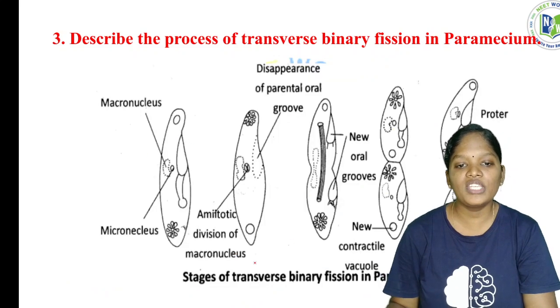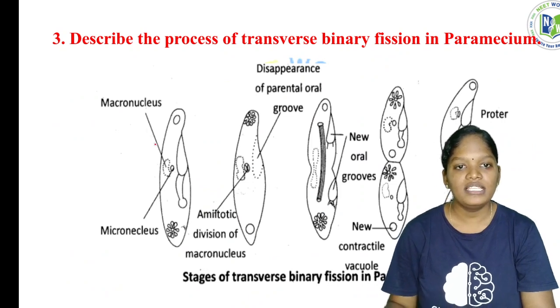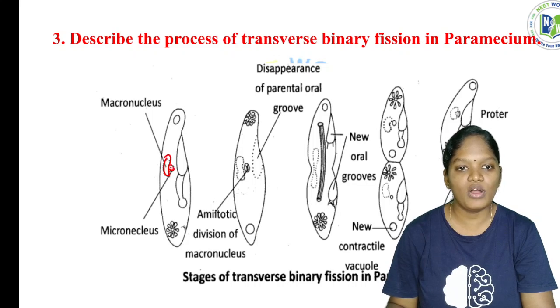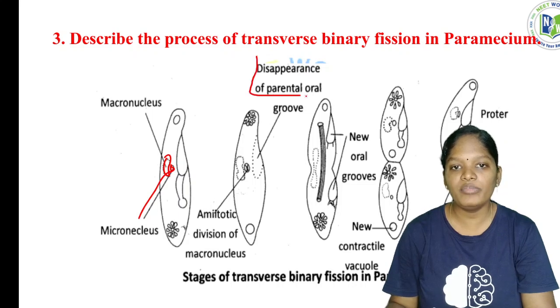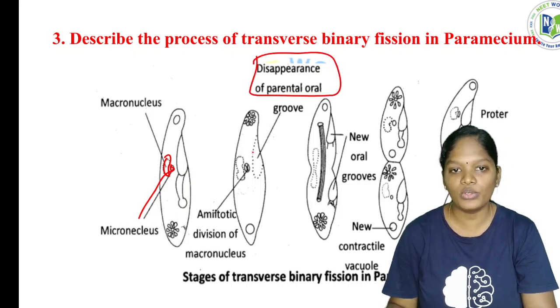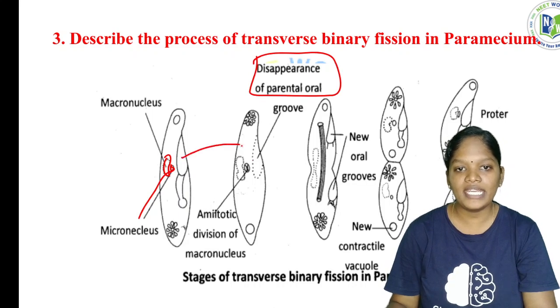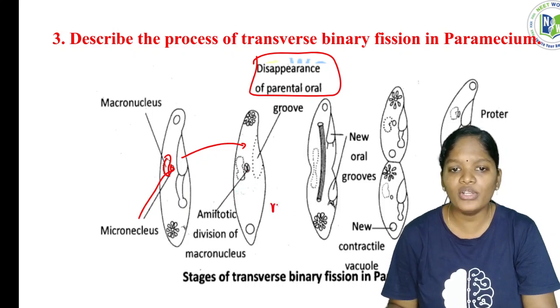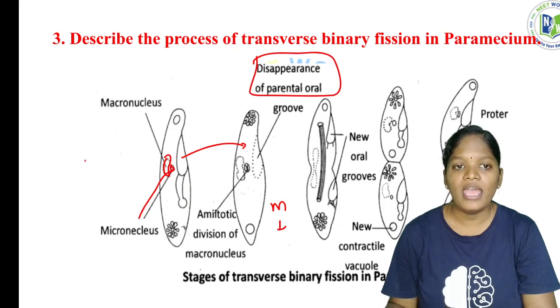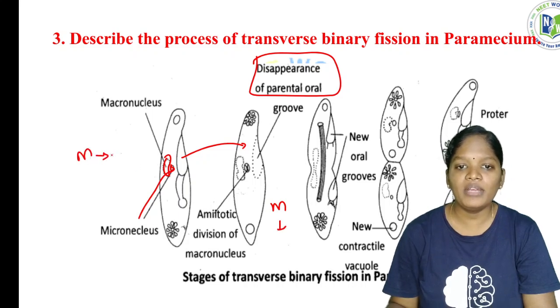These are the stages of transverse binary fission. Here, this is the macronucleus. The bigger nucleus is called the macronucleus and the smaller nucleus is called the micronucleus. First is the disappearance of the parent oral groove. Then the micronucleus undergoes a mitotic division and the macronucleus undergoes an amitotic division.